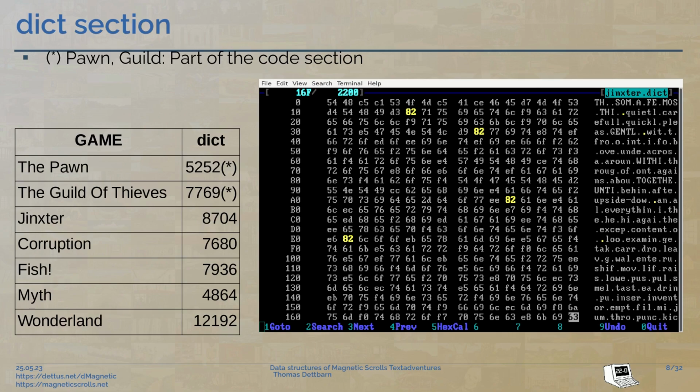So yeah, I've just given you the size of those sections here for all the games, and you can see that the parser started off relatively rudimentary with the dict, with The Pawn. And then their last game, Wonderland, had a dict section of 12,000 words. So imagine how many words that one was able to understand. So once again, the larger the dict section, the more words the game was able to understand.